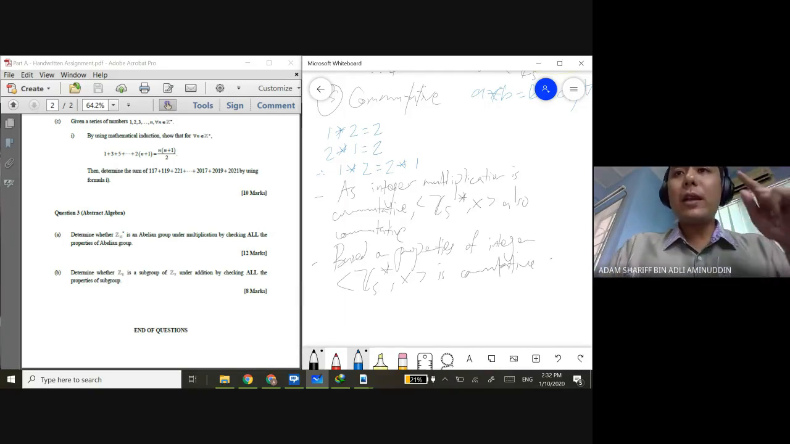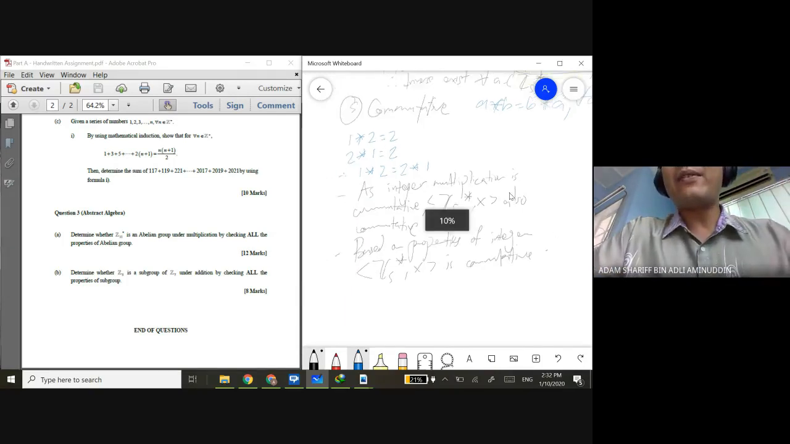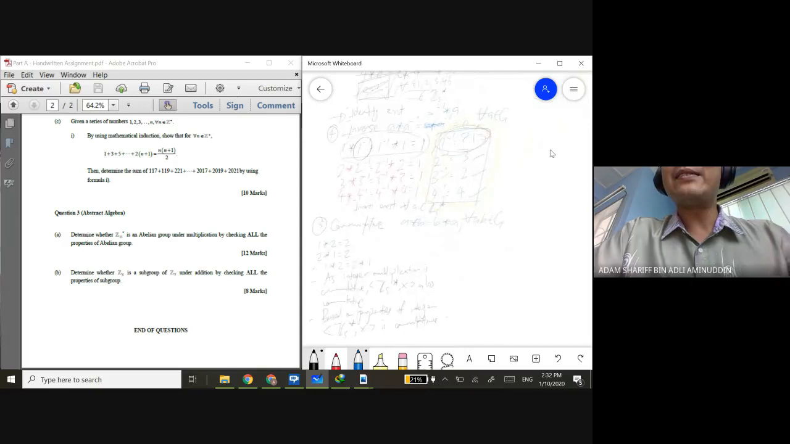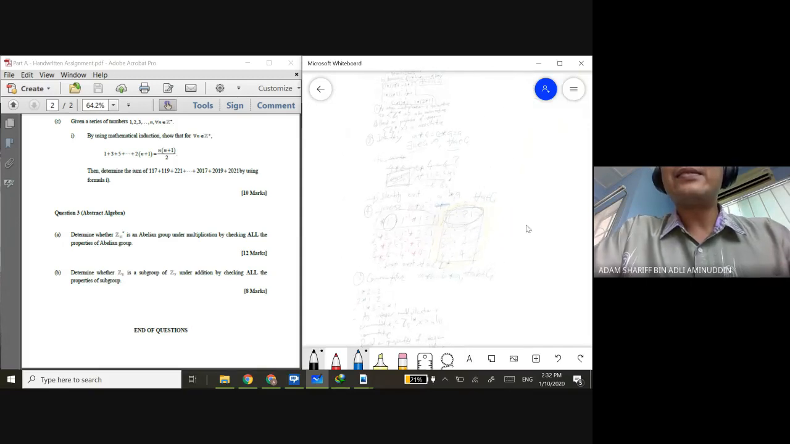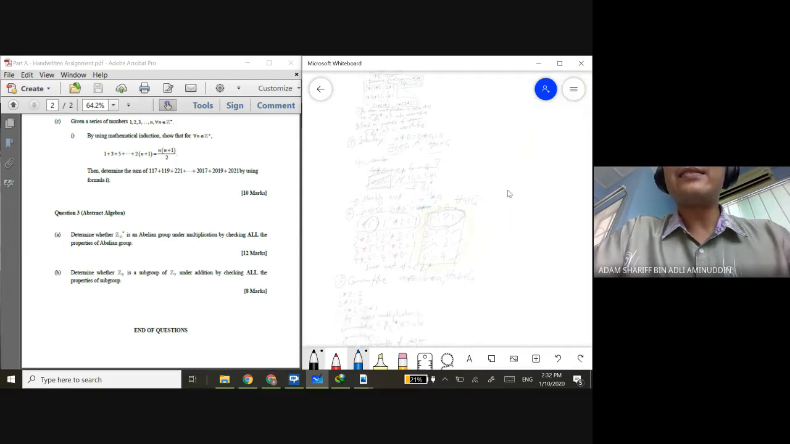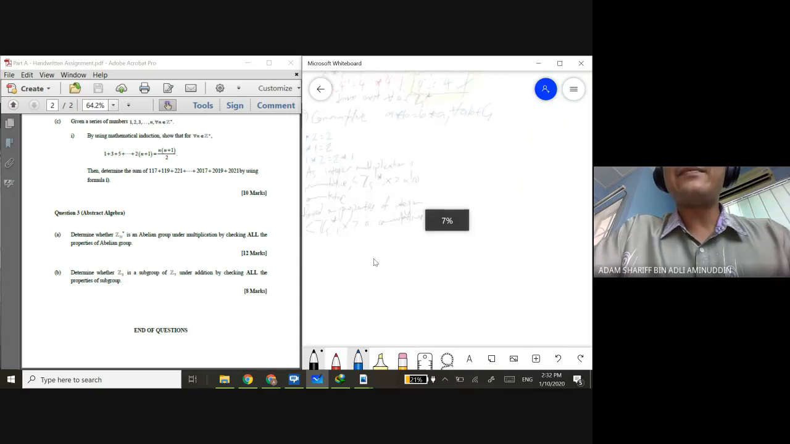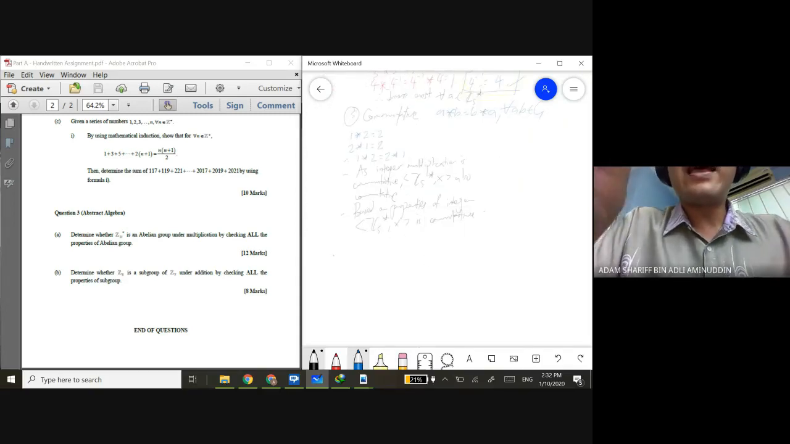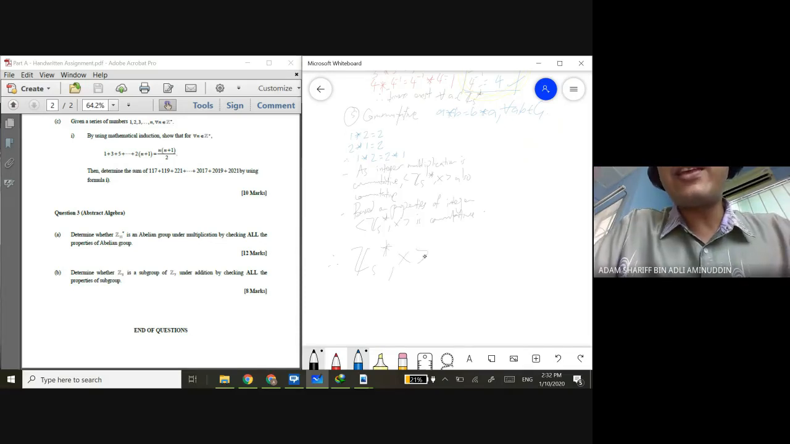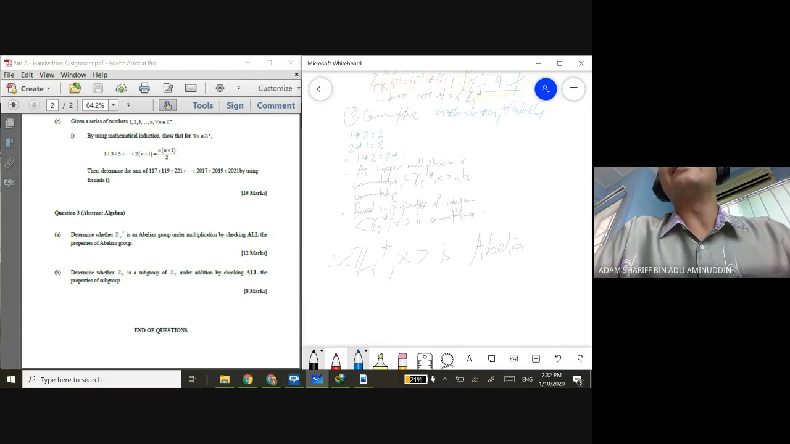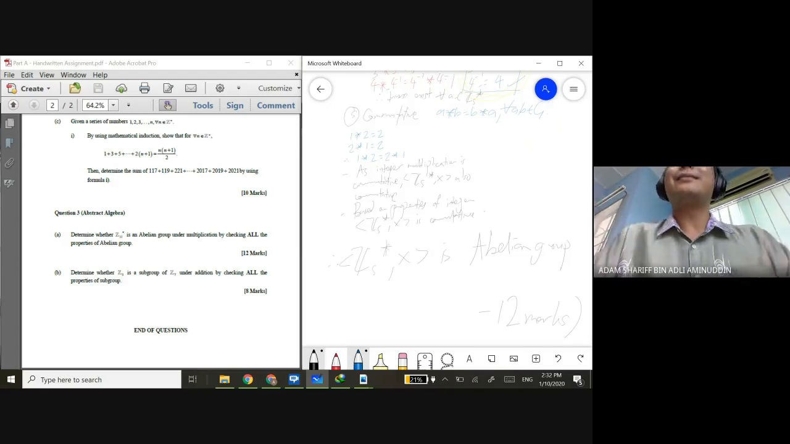Number 1, number 2, number 3, number 4, number 5. 5 properties. You tengok panjang mana? Then you can conclude that Z5 star under multiplication is an abelian group. 12 markah atau 10.